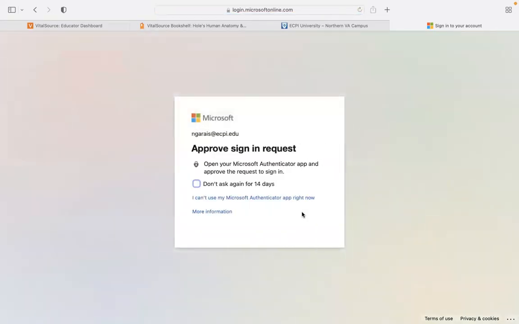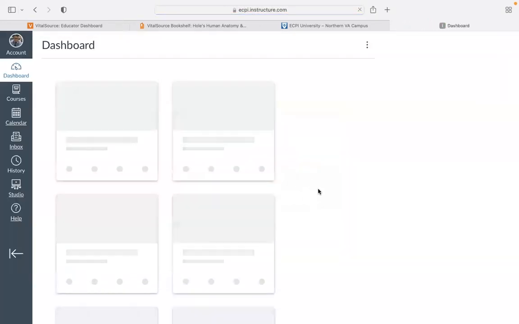Okay, give me a moment. Always remember to bring your cell phone so that you can run your authenticator. Almost forgot that yesterday.